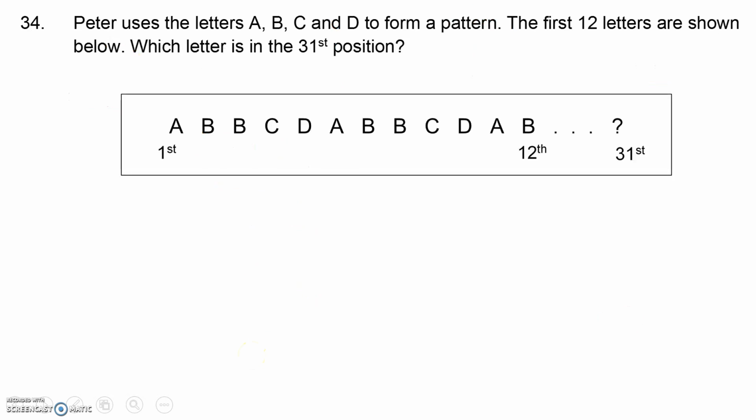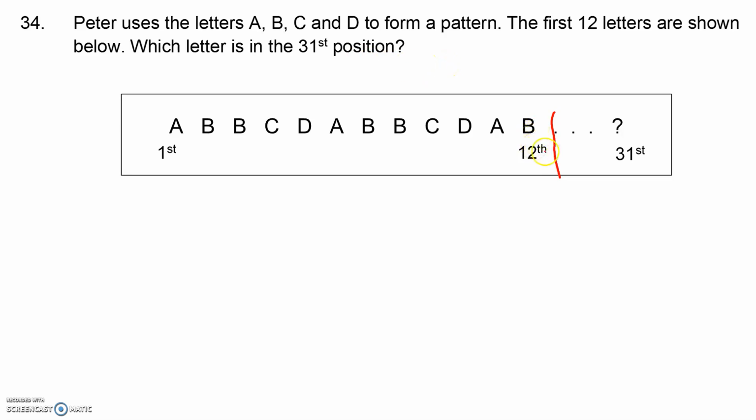Okay. Now question 34, which is the one that killed a lot of you. Peter uses the letters A, B, C, and D to form a pattern. So you have this very nice pattern all the way until 12. The first 12 letters are shown below. Which letter is in the 31st position?